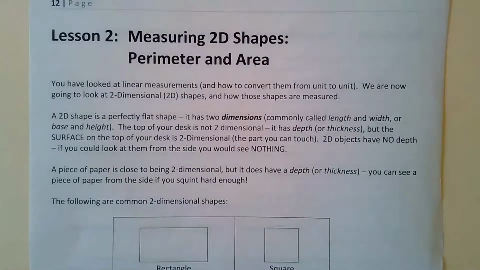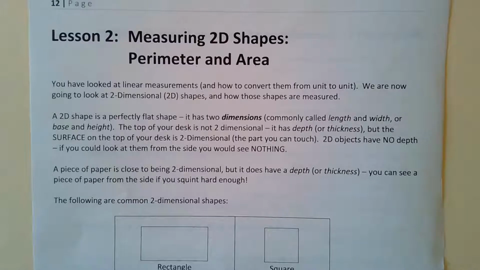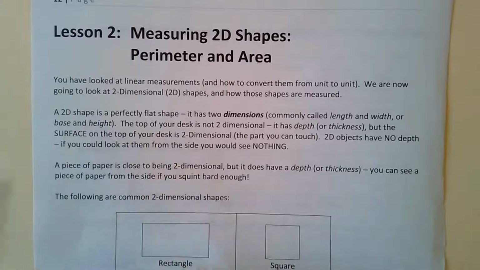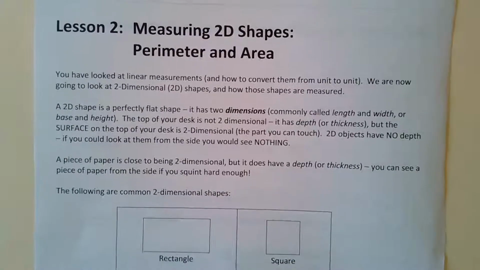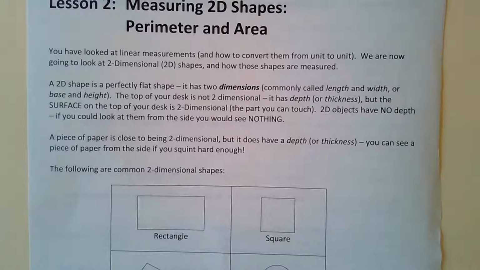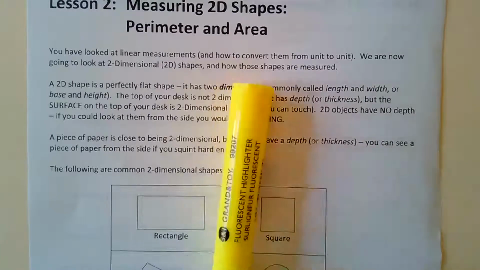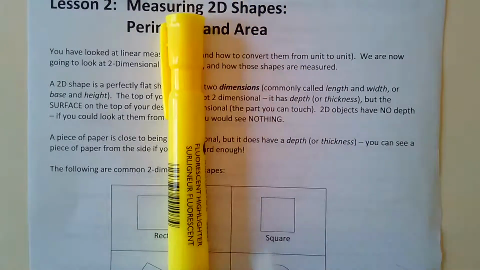Today we are moving into finding perimeter and area of two-dimension shapes. Now, a two-dimension shape, or 2D shape, is perfectly flat. There is no depth to it. In other words, it doesn't have any depth. For example, if I were to put a cube here, or anything that has depth to it, for example, this marker here, that has depth to it.